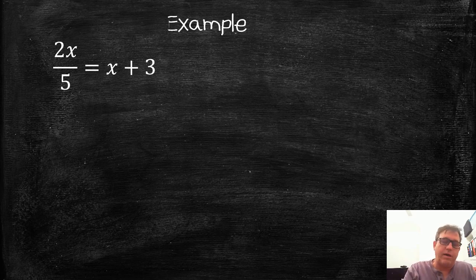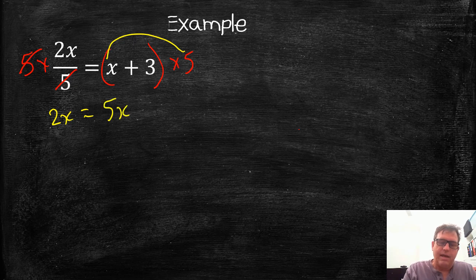So I need to multiply by 5 on both sides, but be careful. I have to multiply everything on the right side by 5. I have to multiply that x and that 3 by 5. On the left side, 5 divided by 5 is 1. So on the left side, I have 2x. On the right side, I have 5 times x is 5x. And 5 times plus 3 is plus 15.